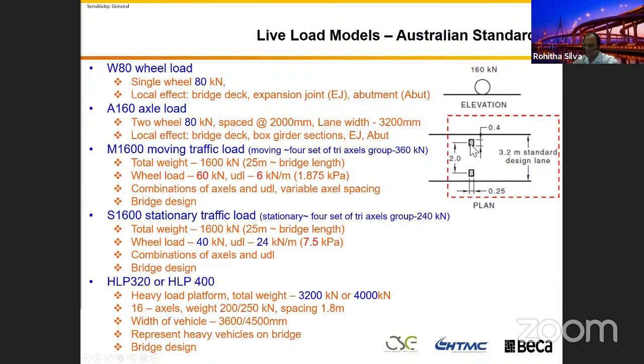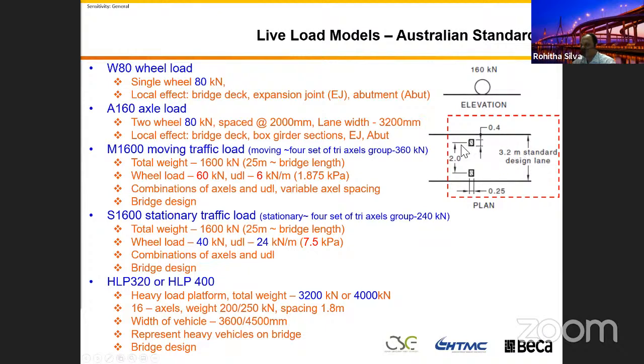And then there's the spacing. You can see here in the red box, can you read? The spacing between the wheels is 2 meters. And the size of the tire area is 250 millimeters by 400 millimeters. Don't memorize this and don't worry too much about these numbers. That is the contact area, what we call. And they say this axle occupies a lane width of 3.2 meters.